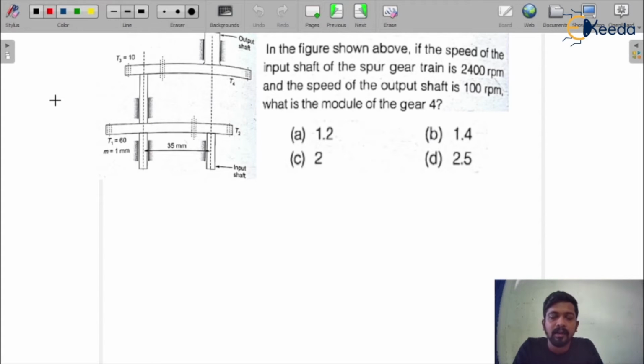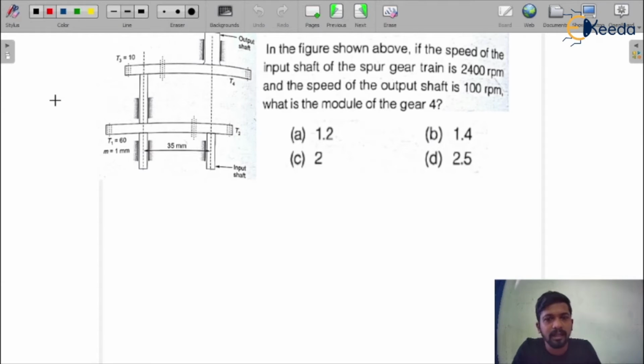The questions on the reverted gear trains look a little bit tough, but they are not tough, they are simple questions. You just need to understand the concept behind the reverted gear train, and you will be able to solve them. We have seen the concept. Now we will do some questions based on it, how the questions are made and what the level of the questions is going to be. We will see everything here.